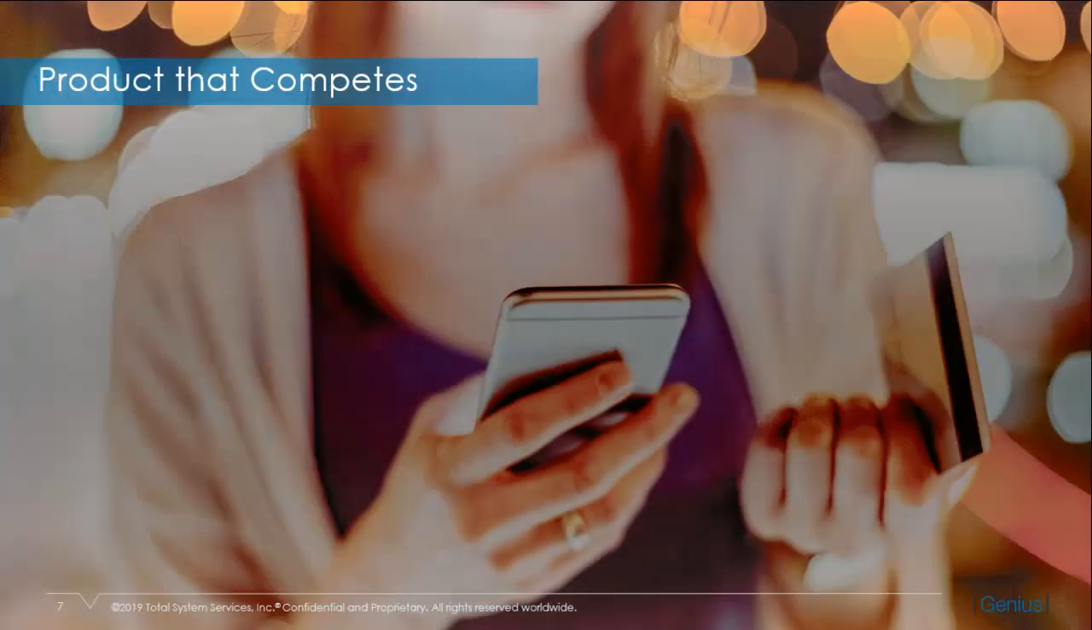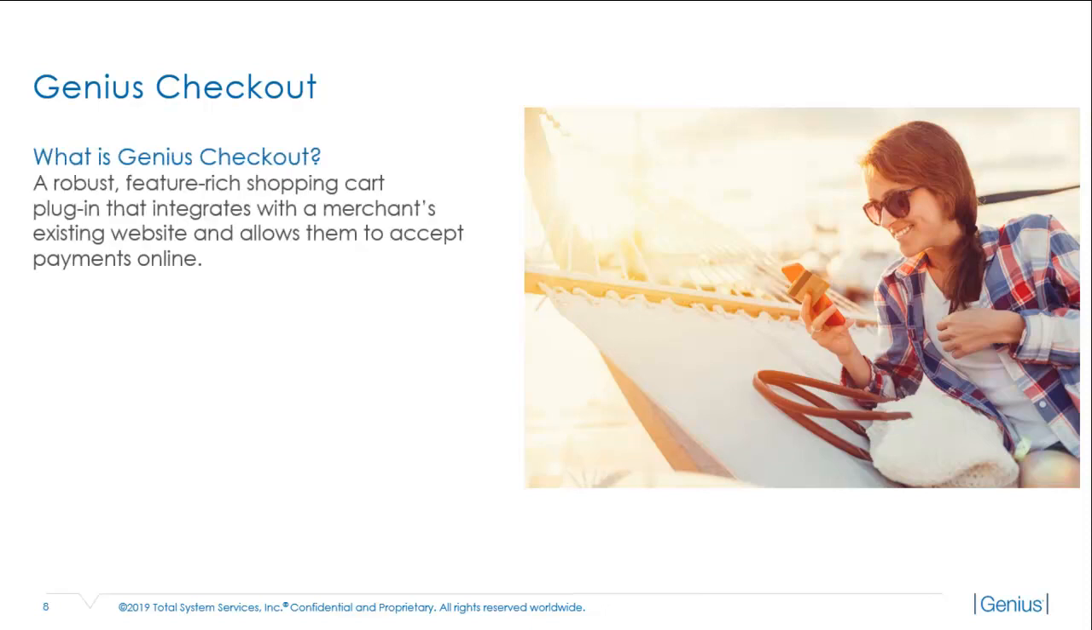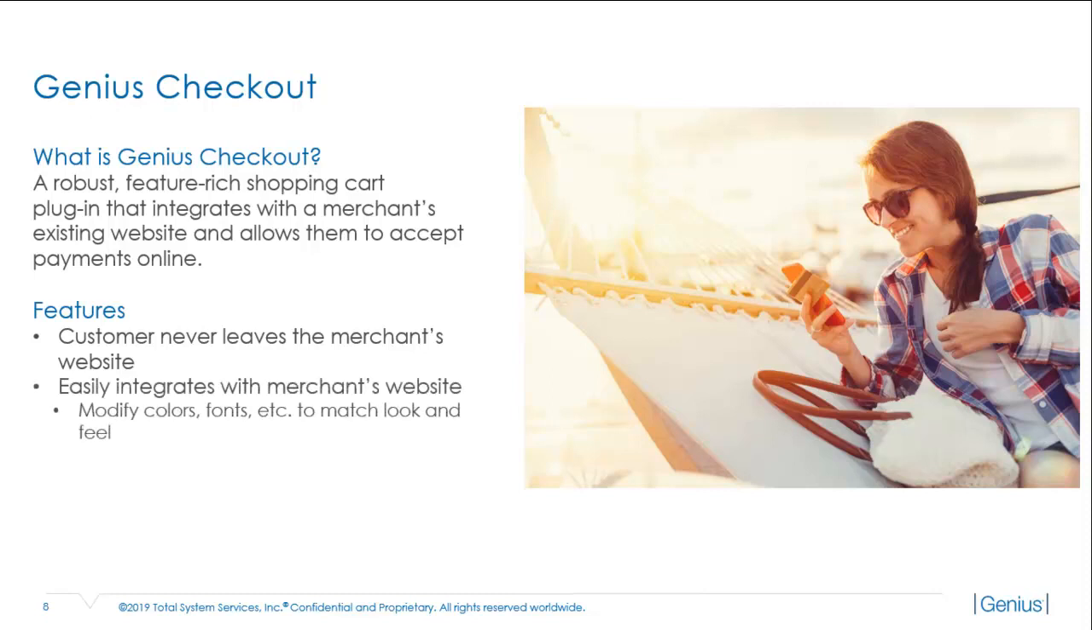Next, let's take a look at Genius Checkout, a product that helps ISVs and merchants compete in the market. Genius Checkout is a robust, feature-rich shopping cart plugin that integrates with a merchant's existing website and allows them to accept payments online. Customers never leave the merchant's site. In fact, Genius Checkout uses a screen scrape to capture the card information the customer entered into the shopping cart's payment field. It easily integrates with merchant's website. They can modify colors, fonts, things like that to match the look and feel.